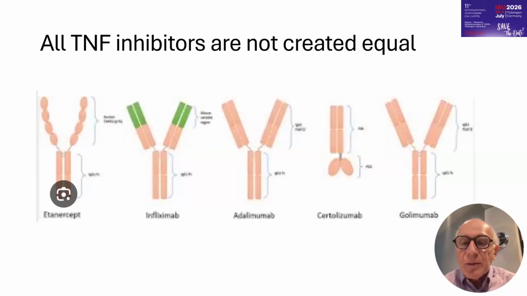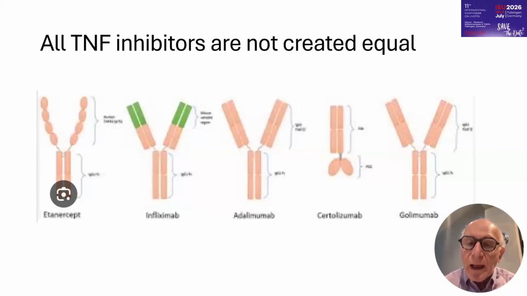Not counting biosimilars, there are 5 main TNF inhibitors. One is a soluble receptor, that is etanercept, and it has an Fc portion of an immunoglobulin molecule to which the receptors are attached. It acts like a sponge.